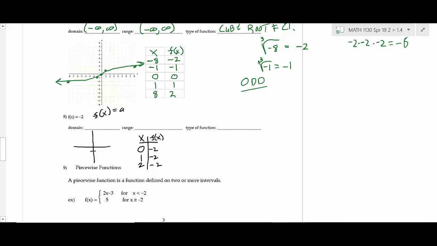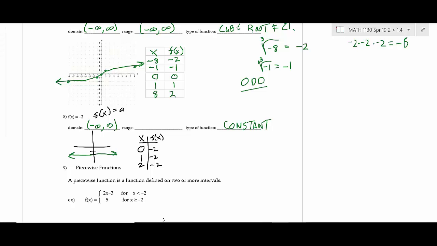So the way this graph would go would be through negative 2 and then horizontal like that. Okay, that's a constant function. So constant functions are going to give a horizontal line like that. Now the domain on a constant function is always all real numbers, because x can be anything.